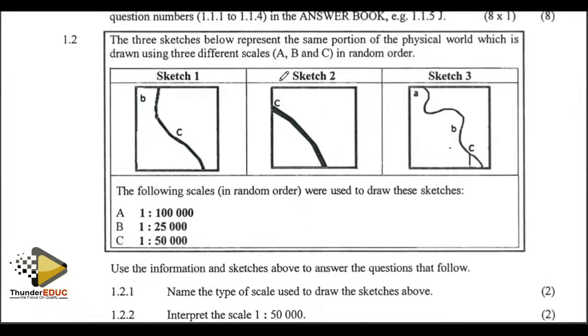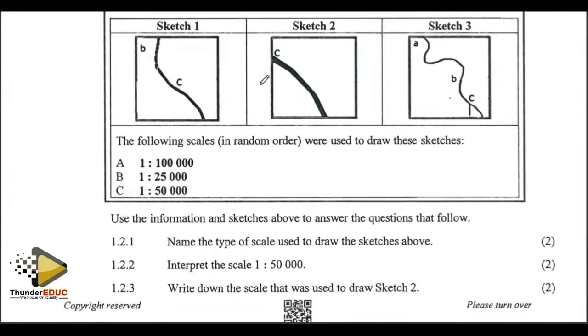1.2. The 3 sketches below represent the same portion of physical world which is drawn using 3 different scales, A, B, and C in random order. The scales are given there, the diagrams as you see them. We have sketch 1, sketch 2, sketch 3. We have 1 is to 100,000, 1 is to 25,000, and 1 is to 50,000.